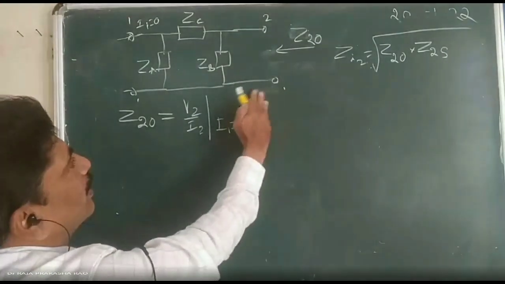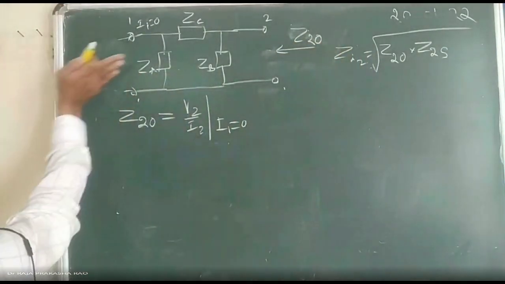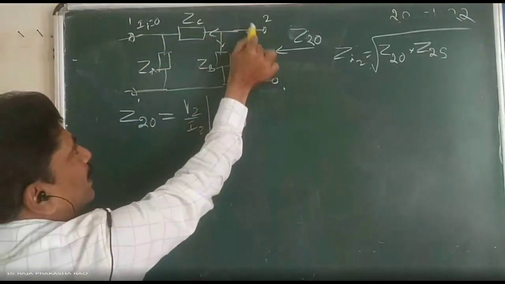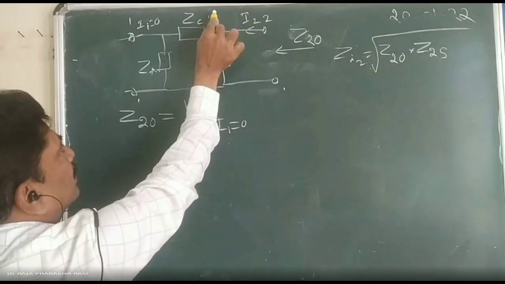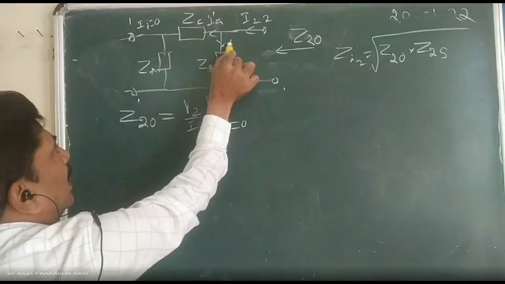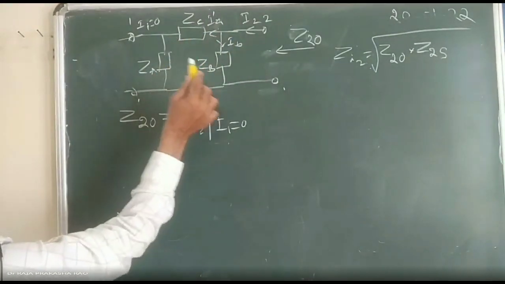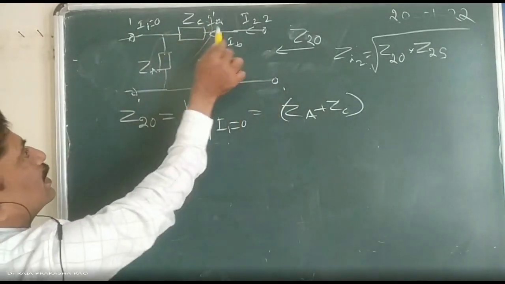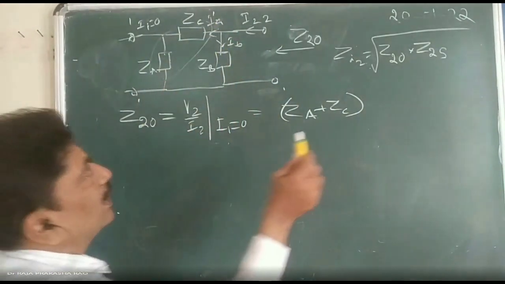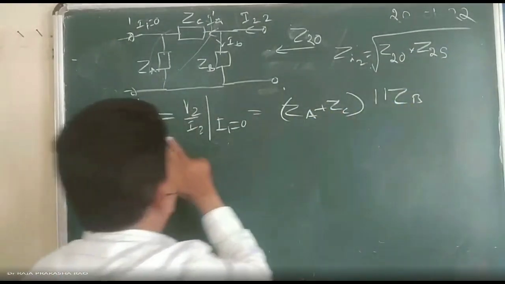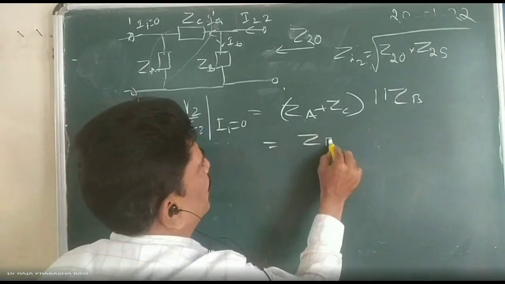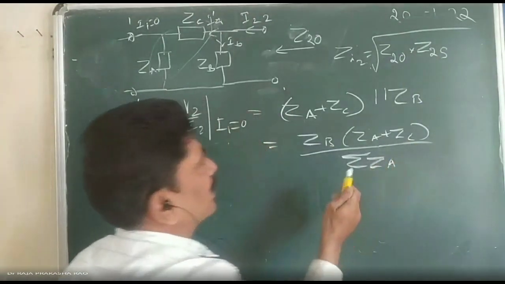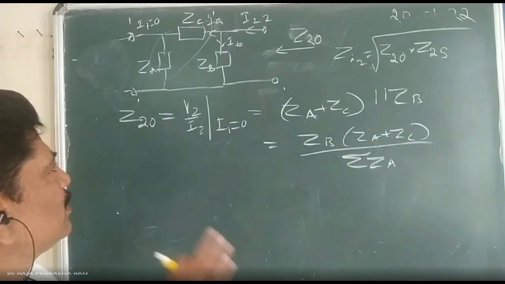Now find out Z20. How to find out Z20? Looking from this end, we start calculating from the other end. From the other end, these two are in series or parallel. This is open, so the current I2 which entered will split into two currents, let us say IA and IB. IA is flowing through ZC and ZA, so these two are in series, ZA plus ZC. This series combination is parallel to ZB, because two different currents are flowing parallel to ZB. So this is nothing but Z20. If you simplify this, you will get ZB into ZA plus ZC by sigma ZA. I'm directly writing ZA plus ZB plus ZC as sigma ZA. So we got Z20.